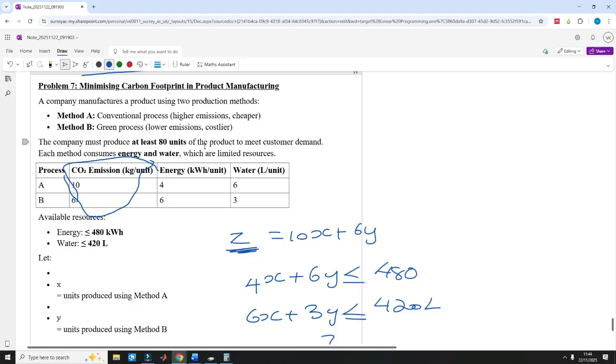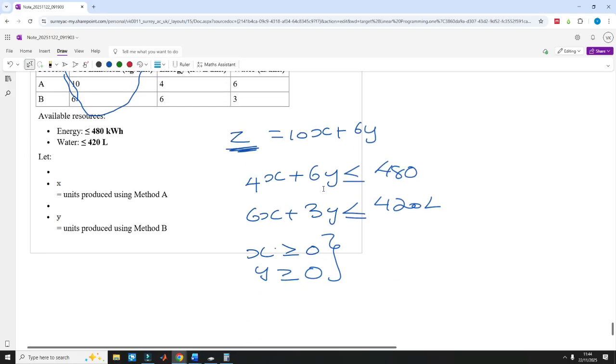The company must produce at least 80 units of the product to meet customer demands, which means you have one more condition. So we are supposed to produce at least 80 units, either using method A or method B. So in this case, x plus y should be greater than or equal to 80. So at least you have to produce 80 units at the minimum. So these are the constraints. So you have how many constraints? 1, 2, 3, 4, and 5. So you have 5 constraints, which means you have 5 linear inequalities, and then you have one cost function which is supposed to be minimized.